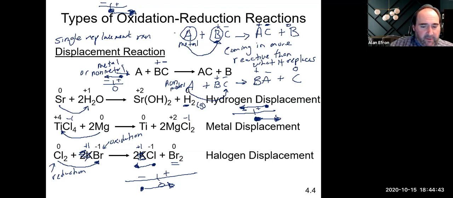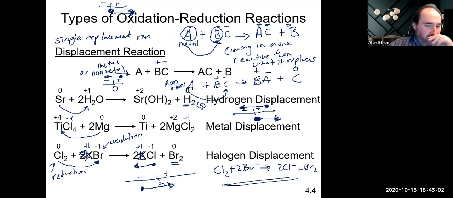So the overall net ionic reaction is the Cl2 plus a couple of bromides with a -1 charge going to the other side where we have a couple of chlorides and a Br2. So net ionic, this is essentially what is going on here. We get rid of all your spectator ions along the way. Question on any of those displacement reactions?